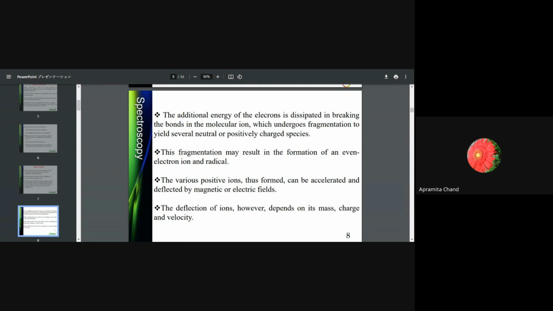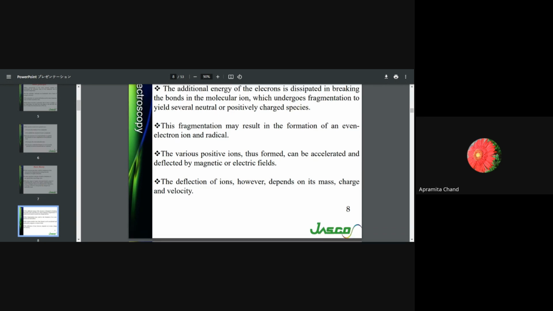The additional energy of the electrons then goes into breaking the bonds in the molecular ion, and this undergoes fragmentation to yield several neutral or positively charged species. This fragmentation may also result in the formation of an even electron ion and a radical. And the various positive ions which are formed can be accelerated and deflected by magnetic or electric fields.